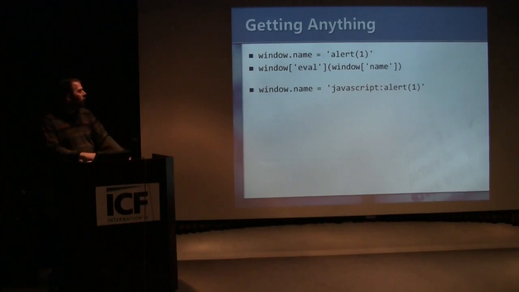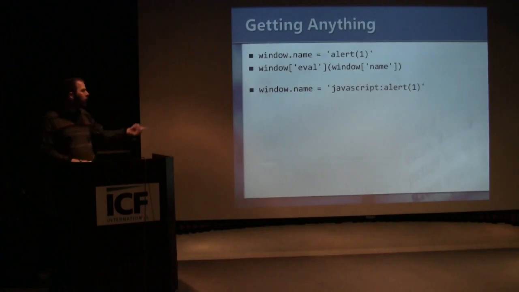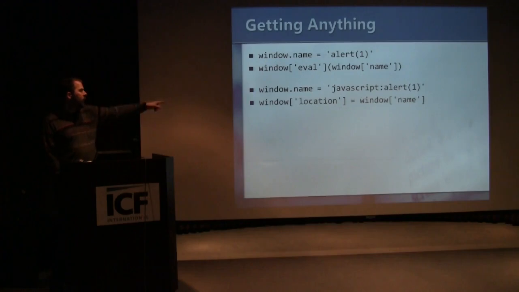Right. But here, since we have access to the name of the window, we're at the point now where we can execute anything we want. We don't have to worry about grabbing all those letters. If we can just get to eval, we're good to go. Another way of doing it is if you actually include JavaScript code in the beginning, set the location to the window name. You'll get the same effect.